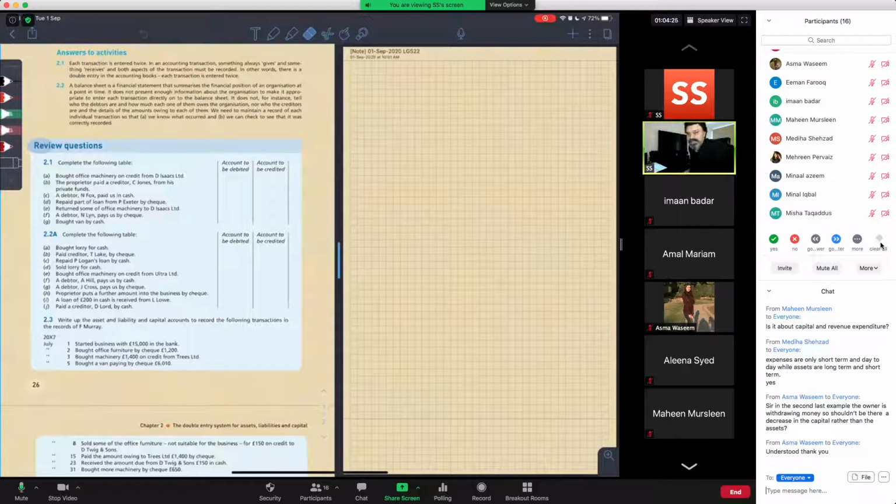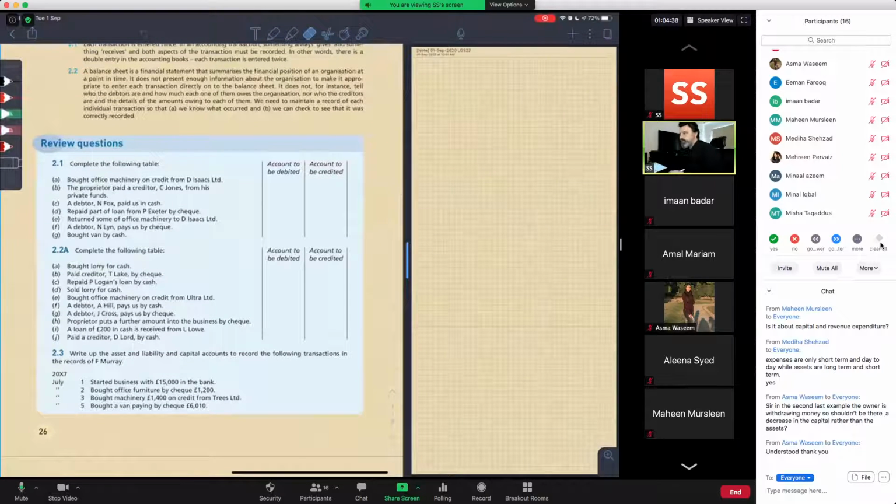Remember, the worksheet that I shared is almost exactly the same as the exercise questions you will find in that book. So 2.1 is a similar looking situation. You have to identify the account to be debited and the account to be credited. Account is simply a term that describes a specific element of a transaction जिनको आपको debit या credit करना होता है. So we will do this in the next 5 minutes.